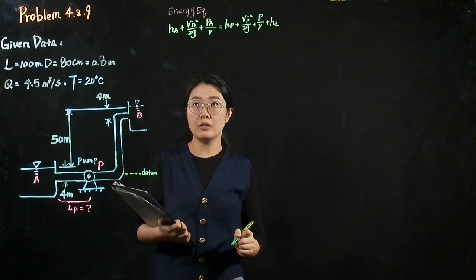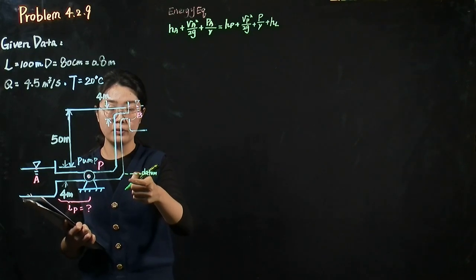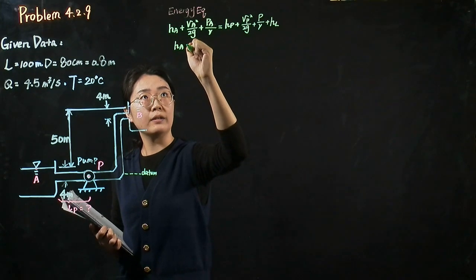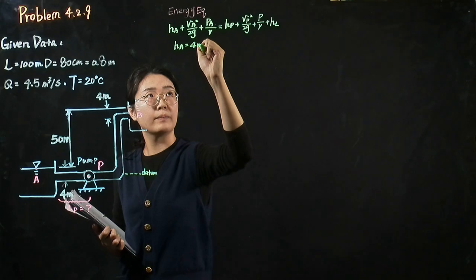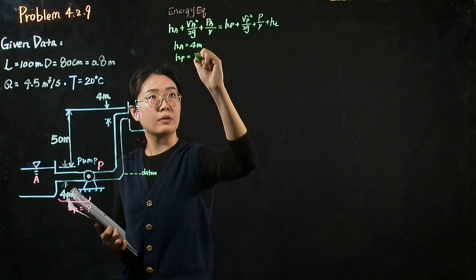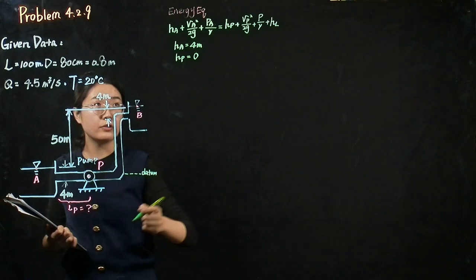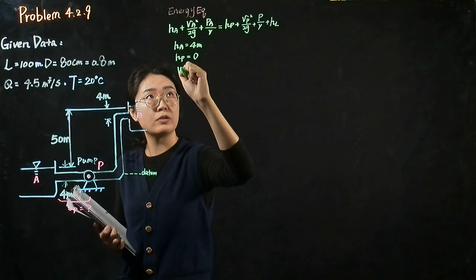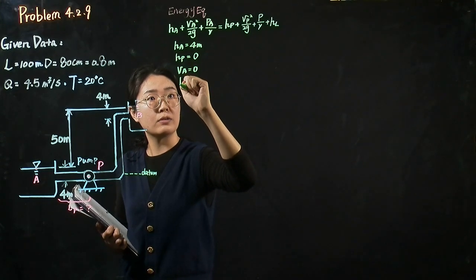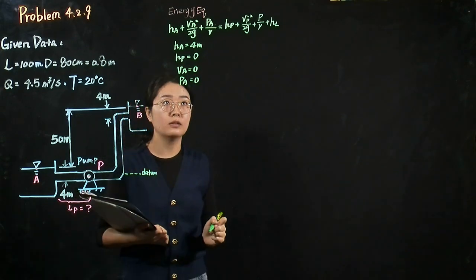And because we assume the datum is at the location of the pump, HA equals 4 meter and HP equals 0. Because point A is at the water surface, we assume VA equals 0 and also PA equals 0.